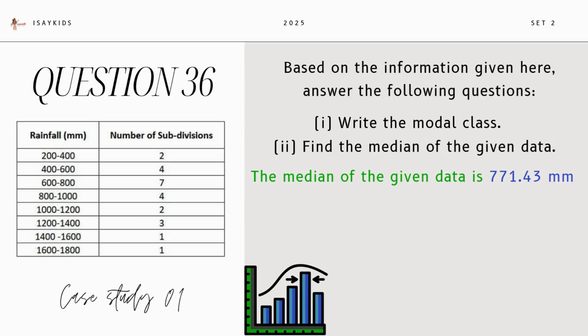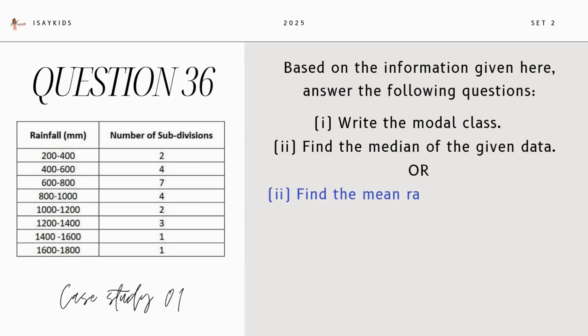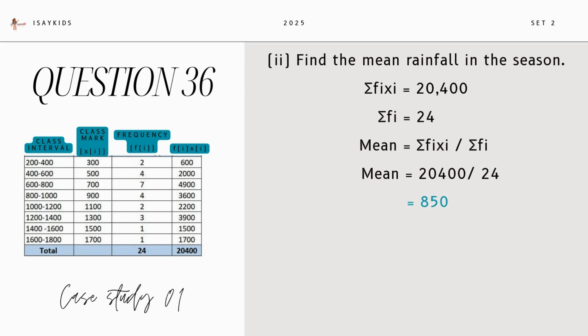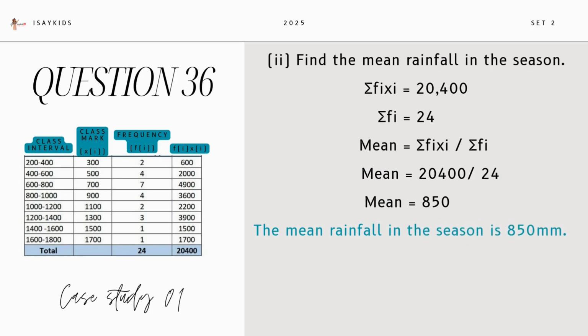The OR part of the same question is find the mean rainfall in the season. The table here shows that sigma fixi is 20,400, sigma fi is 24, mean is given by sigma fixi upon sigma fi, so mean is 850. Hence, the mean rainfall is 850 millimeter.